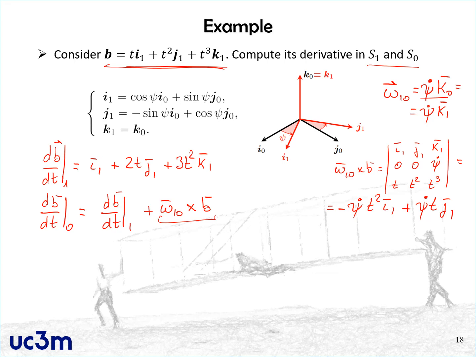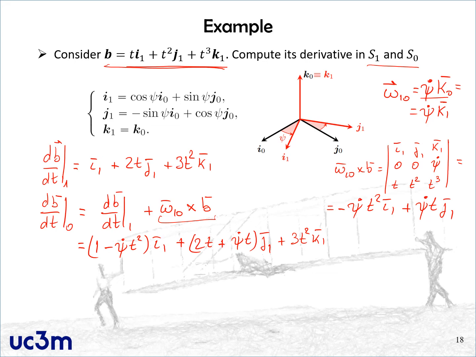Okay, so your cross product, so your derivative in 0 now reads like this: 1 minus psi dot t squared in the direction of I1 plus 2t plus psi dot t in the direction of j1 plus 3t squared k1. Okay, so clearly this is one way of computing the derivative in the other reference frame. What could we do instead?